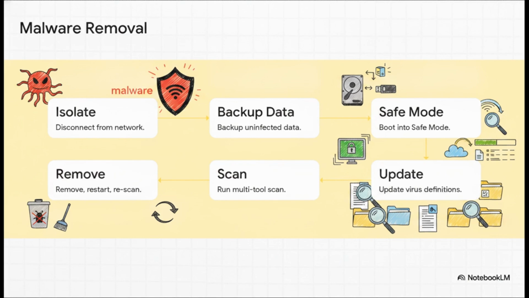First, obviously, isolate the PC so the malware can't spread. But look super closely at Step 2, backup uninfected data to external storage. This is huge. Some aggressive malware will actually corrupt files during the removal process. If you delete a virus but lose the client's data because you skipped the backup, that is a critical failure. Always back up first. Then boot into safe mode, update those definitions, and scan with multiple tools.